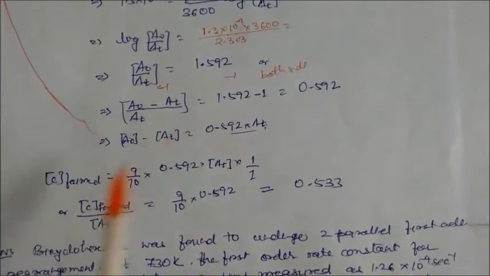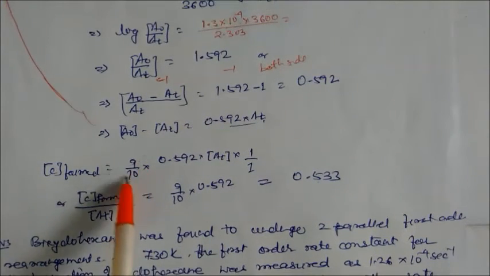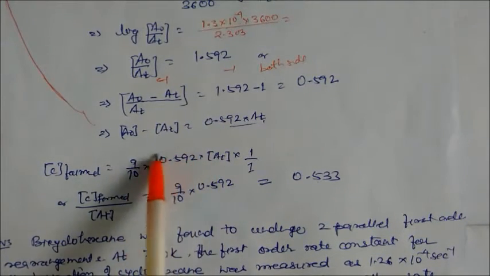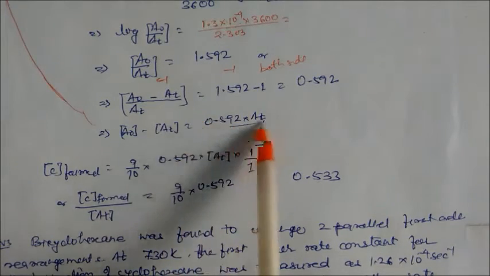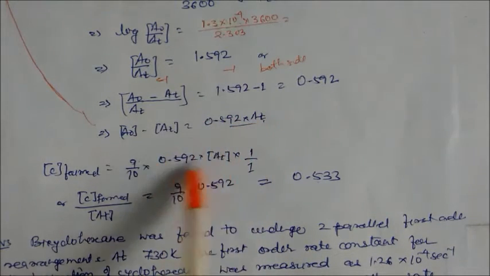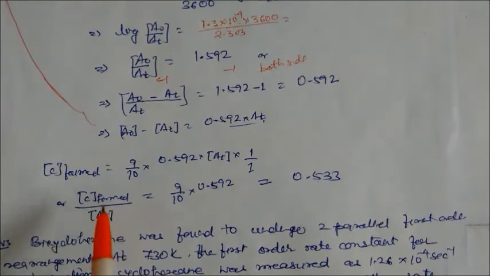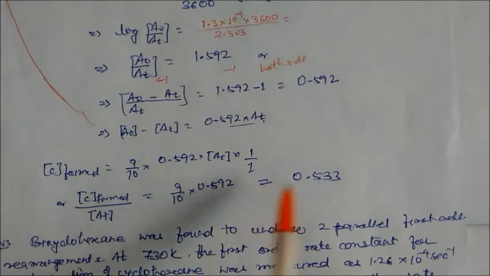So what will be the concentration of C formed? This is 9 by 10, K2 by K effective, into the decomposed product. This whole is the A decomposed into D1 multiplied by 1 by 1. So the concentration of C formed by the concentration of A at a time will be 9 by 10 of this much value, which is nothing but the 0.533 ratio.